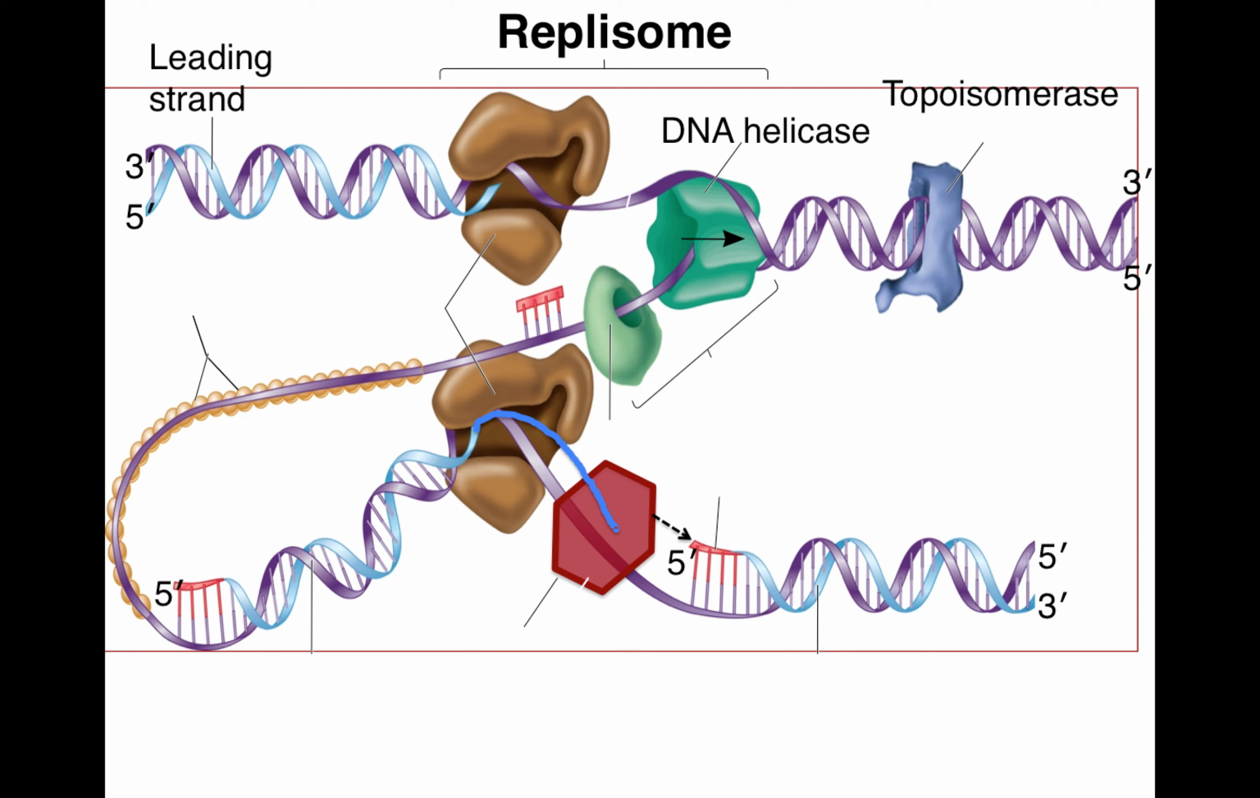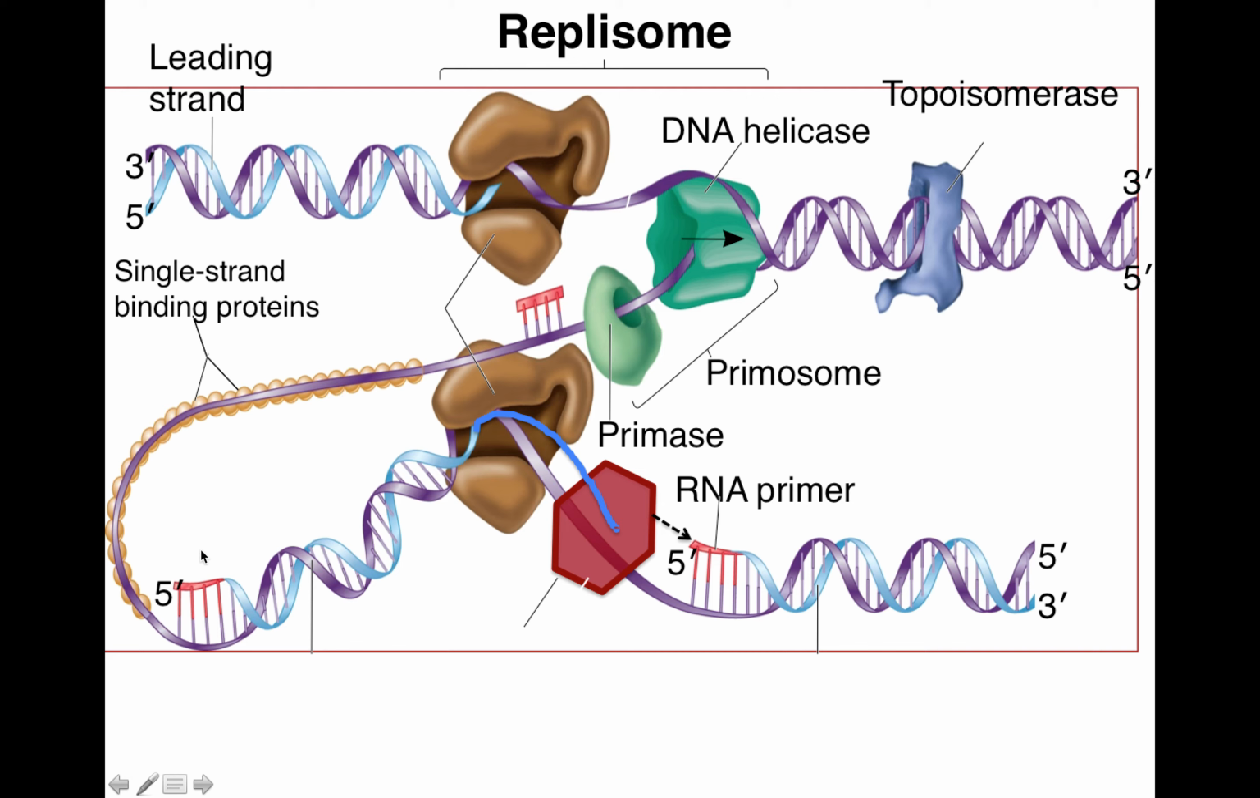DNA helicase, the topoisomerase, the primase. Together, the primase and the helicase are known as the primosome. They're single-stranded binding proteins. There's an RNA primer here. Don't forget DNA polymerase 3, the featured performer here. Here's a new Okazaki fragment.